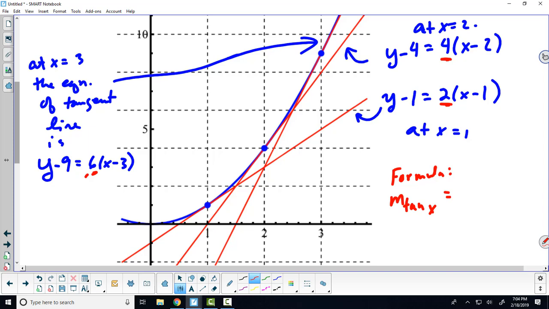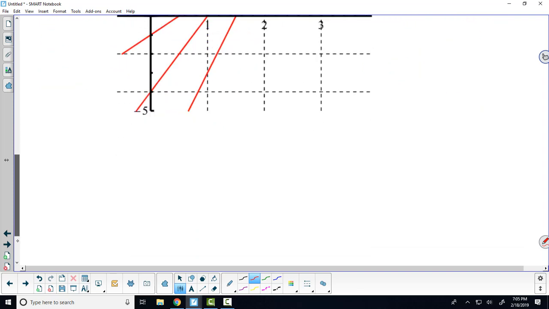I'm seeing a pattern too. When x was 1, what was the slope? It's double. And then when x was 2, what was the slope? Double it. And when x was 3, what was the slope? Double it. So I think it would just be 2x. Okay. Keep that in mind because right now we're finding slopes of tangent lines at individual points. That's a skill you got to learn. But later on we'd like to streamline this. Okay. All right. I think that was all on this page.